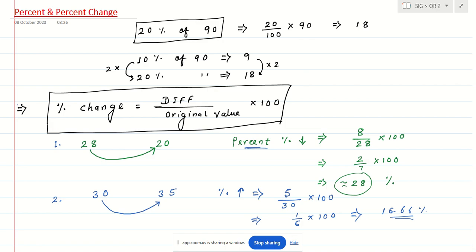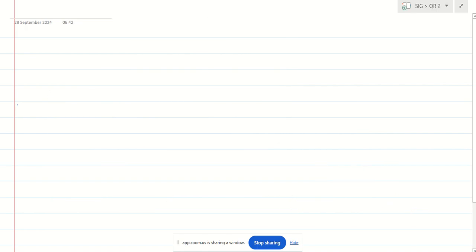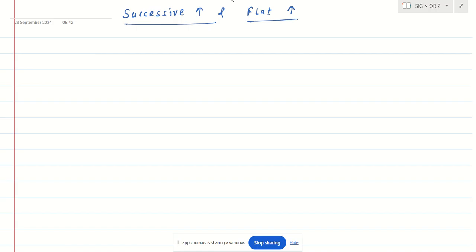Let's go ahead with the other slide, the other page. We will discuss one more concept before diving into the question solving. Let's understand one more expression that is called percentage successive increment, and flat increment. Successive increment and flat increment. This is also very, very important. What is the meaning of successive increment? What is the meaning of flat increment?